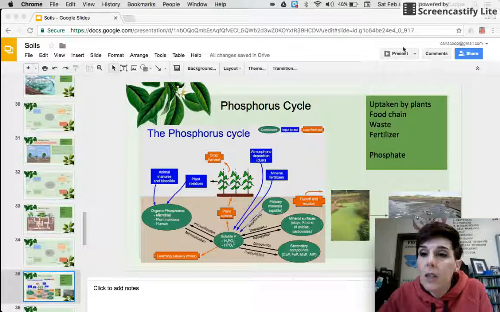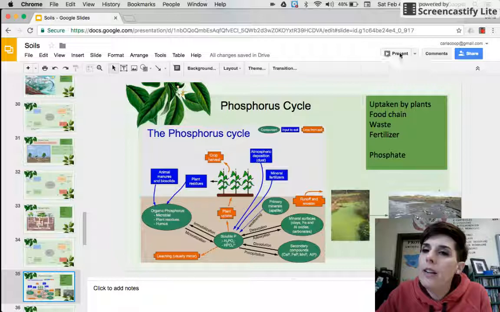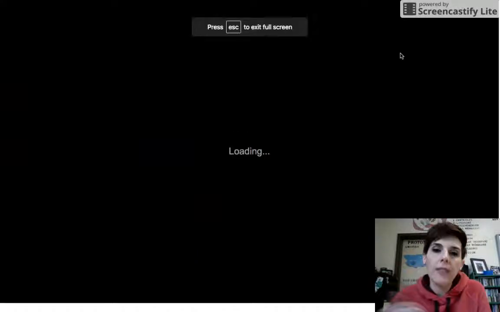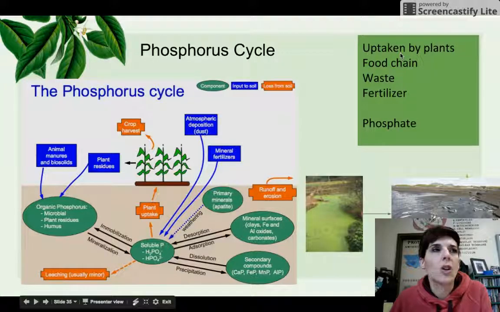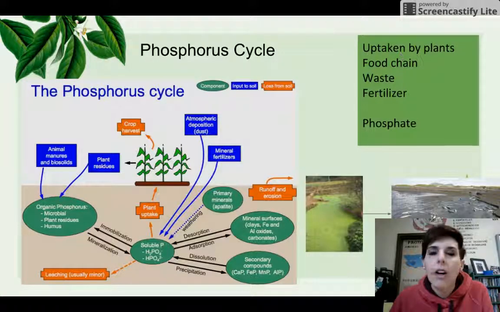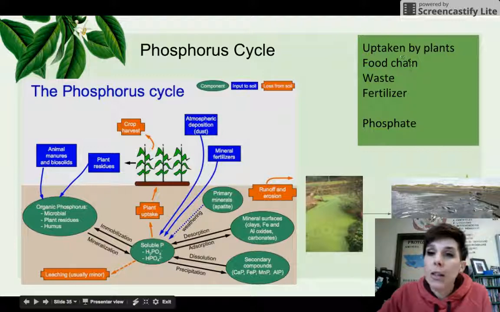And finally, we'll talk about the phosphorus cycle. So the phosphorus cycle is often left off of elementary or grade 9 cycles, but we do talk about it quite a bit here because it's very important for plants and soil.